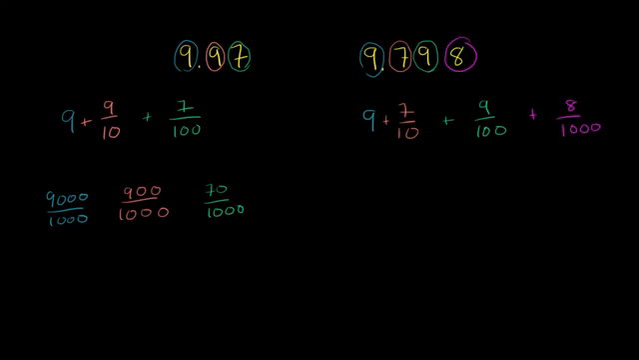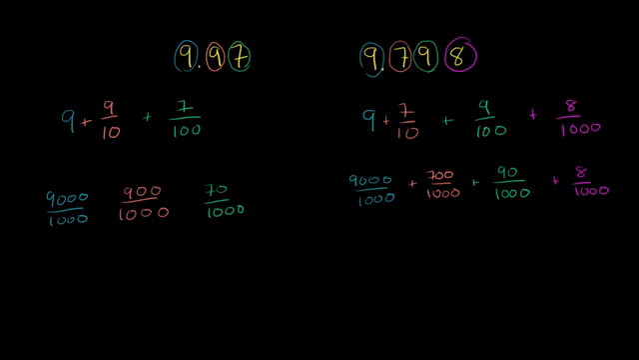And let's do that over here. Once again, 9 is 9,000 over 1,000. And then plus 700 over 1,000. Plus 90 over 1,000. Just multiply the numerator and denominator by 10. Plus 8 over 1,000.